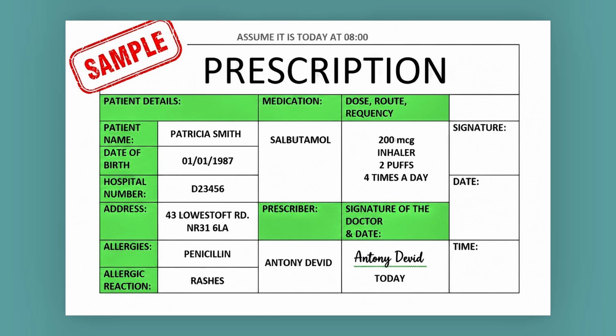Medication name is salbutamol. Dose, route and frequency are 200 microgram inhaler, 2 puffs, 4 times a day. Here's the prescriber's name, Anthony David. Here's the doctor's signature and date is today. This prescription is legible. I'm going to prepare the articles which I need.